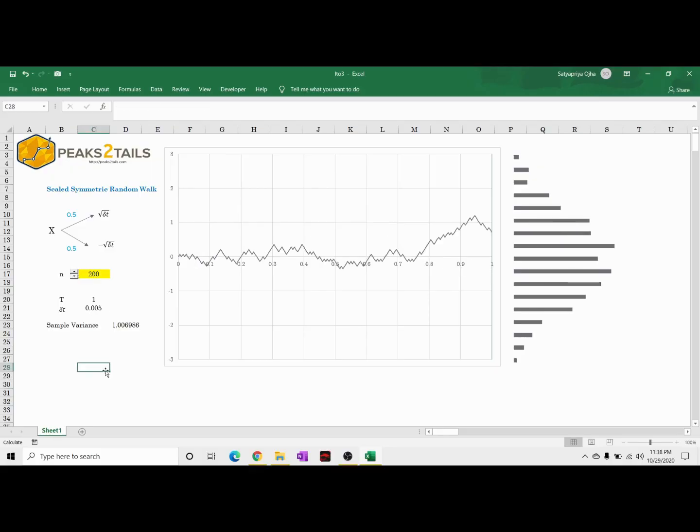Also, the scaled symmetric random walk process takes us one step closer to the continuous time models because we are able to indefinitely increase the number of steps, making it look more and more continuous. But at the same time, we are ensuring that the final variance is not steps dependent, but it is time dependent. And that is the desired feature of our process.